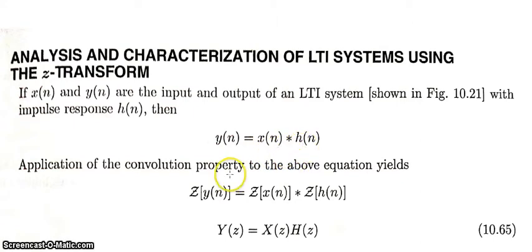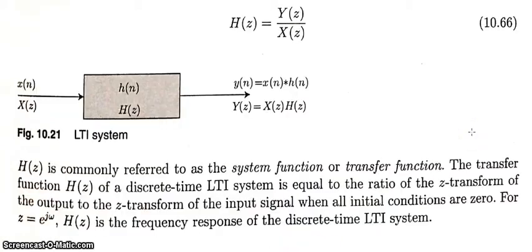Okay, now when we apply the convolution property of Z transform to this equation, what we get is Z of y of n is Y of Z, and on the right side we have the convolution of x of n and h of n. We know by the convolution property, when we have convolution in time domain, in the frequency domain it becomes the multiplication of the Z transform of the two functions, that is X of Z into H of Z. Therefore H of Z is Y of Z divided by X of Z, and this H of Z is known as the system function or transfer function of the given system.